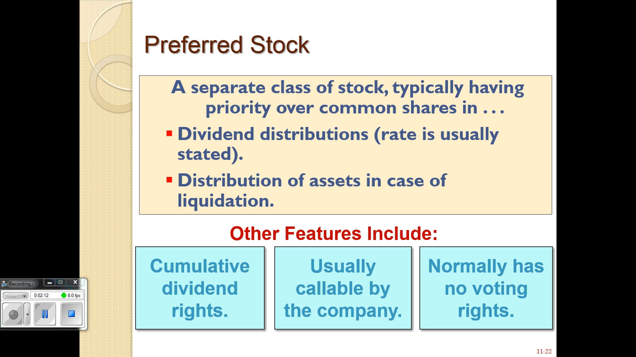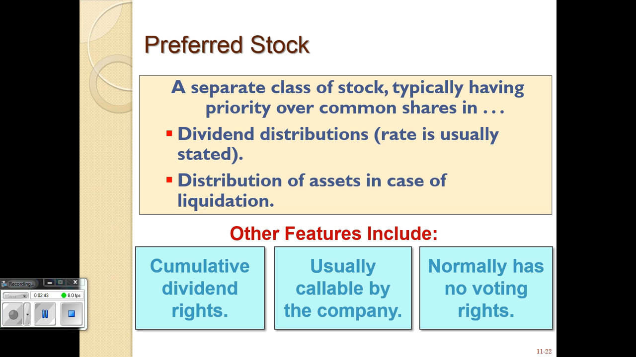Okay. Some other features that can be included but don't have to be. One is cumulative dividend rights, which means if we don't pay you your dividend this year, next year, before any common dividends can be paid, and I've got a slide to show you this in a minute, you've got to pay me my dividends for this year at 5% or 10%, whatever that rate was, plus next year's before the common shareholders get any of their dividends.